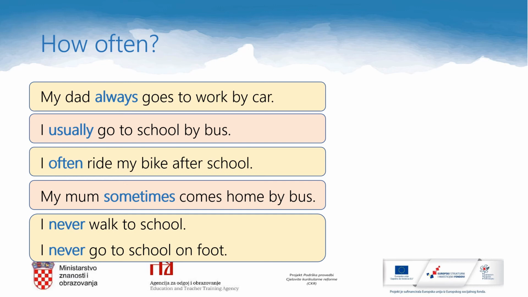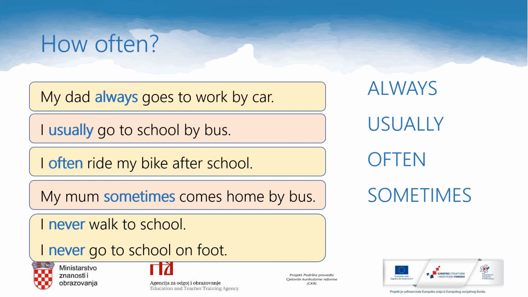Što nam govore riječi napisane plavom bojom? Ove riječi always, usually, often, sometimes i never govore nam koliko se često radnja događa. Pogledajmo ih još jednom. Always, uvijek. Usually, uglavnom ili obično. Often, često. Sometimes, ponekad. I never, nikad.